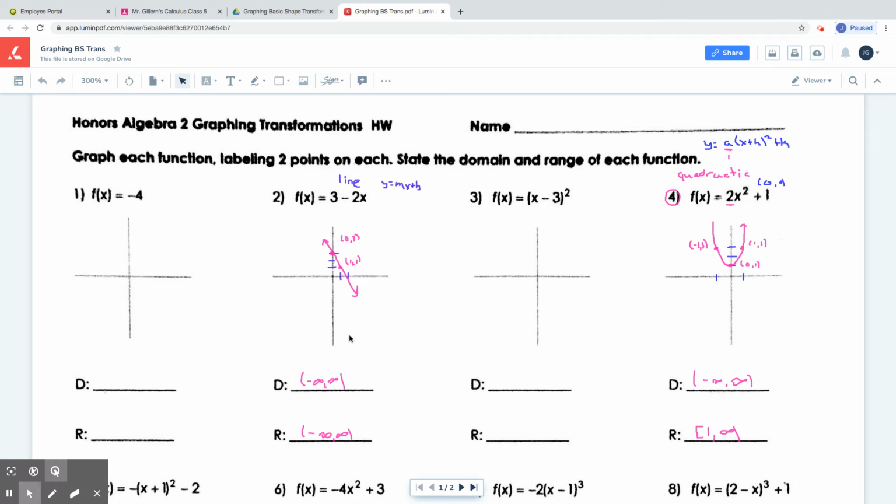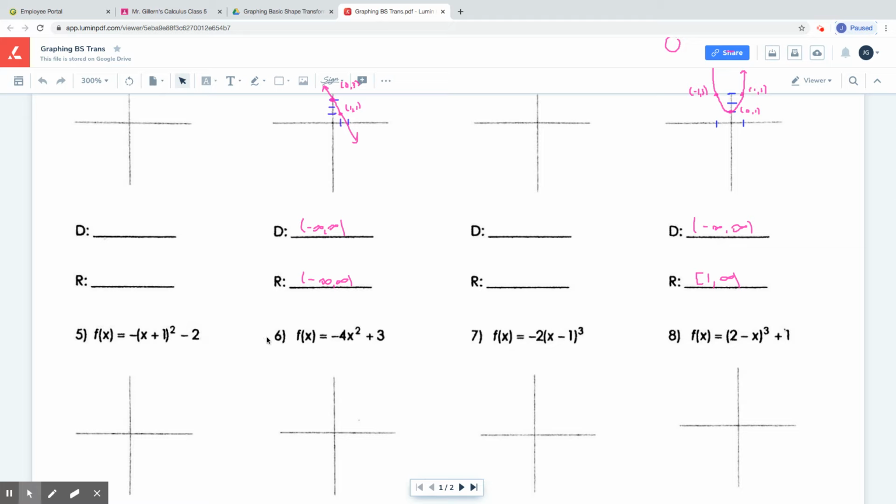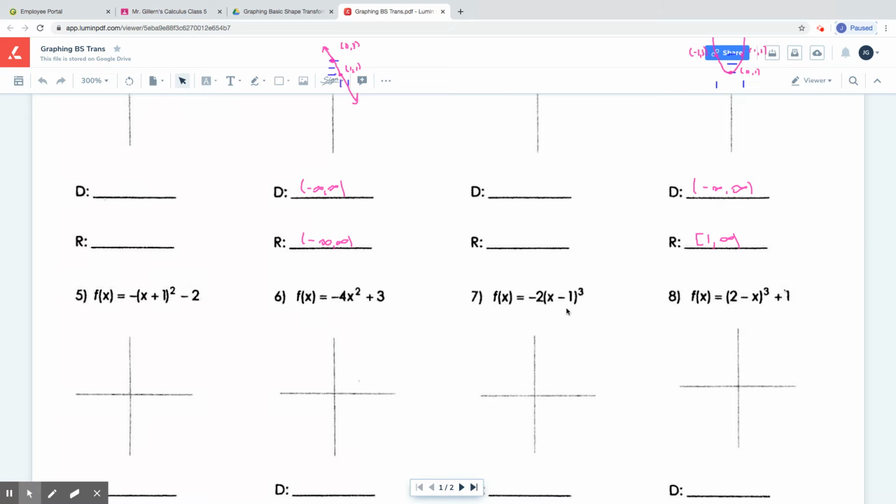All right, so now let's move along. Got some more practice here with quadratics. All right, let's do number 7.